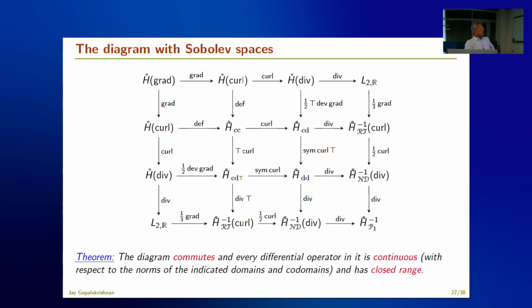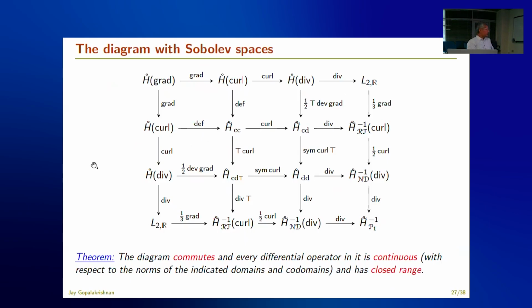And here is a picture that looks very much like the diagram with smooth vector fields, except we've now supplied it with H1, H-curl, H-div, or Sobolev spaces. And this is the low regularity sequence that I showed you before. The first row and the top row are exactly as in the previous slide. And the middle ones, this middle block contains the new Sobolev spaces, matrix fields.